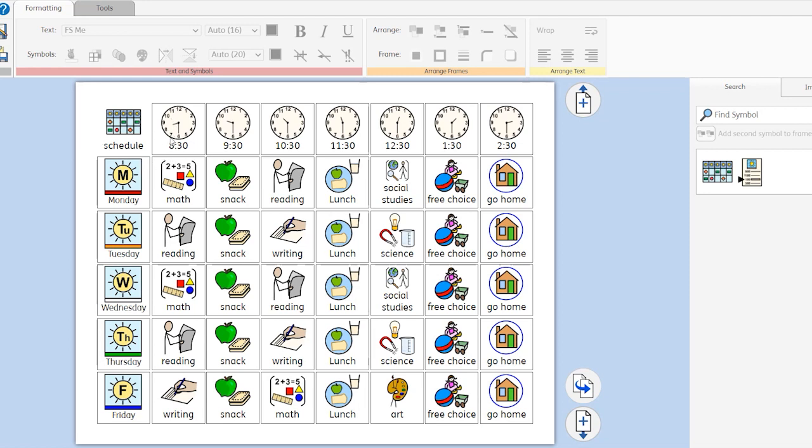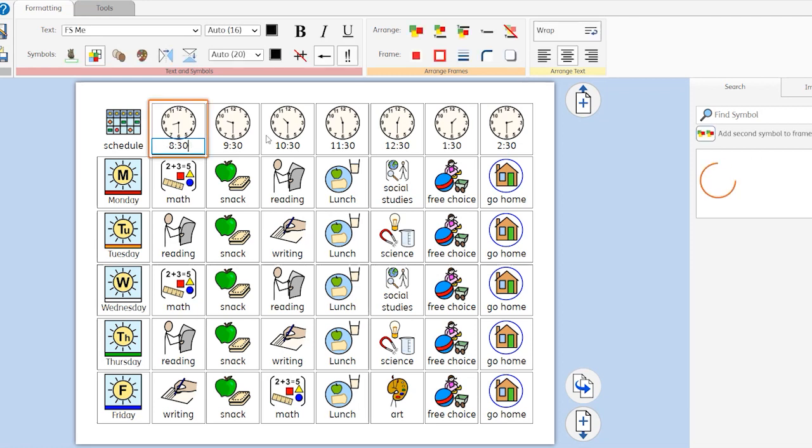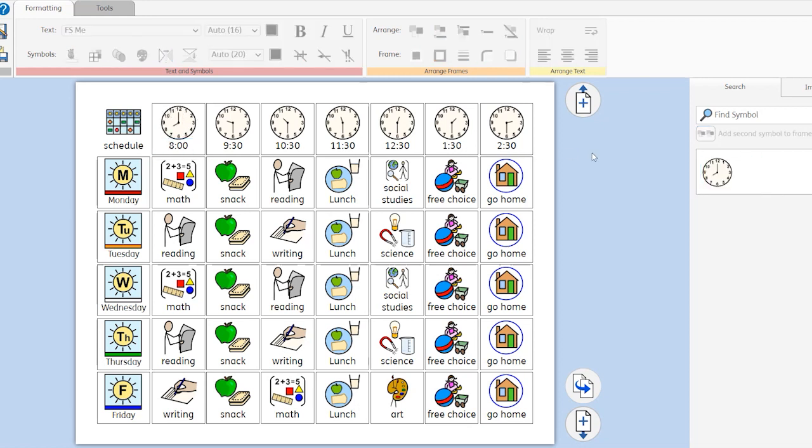Widgit even allows you to alter the times up here. So let's say this class starts at 8 o'clock, not 8:30. The nice thing is Widgit will actually change the clock to reflect that time for you, so you don't have to go find that symbol. Really easy to edit, and really important for your students to be able to plan their week and understand where they need to be when.